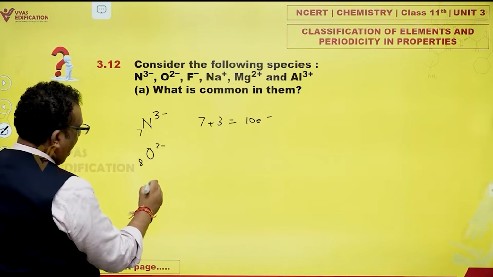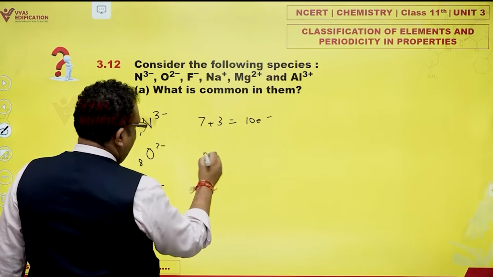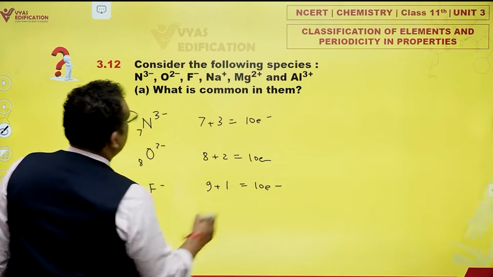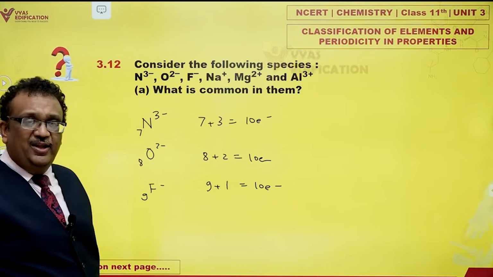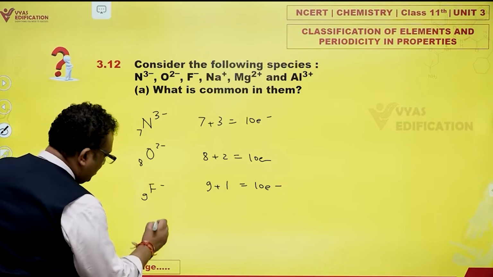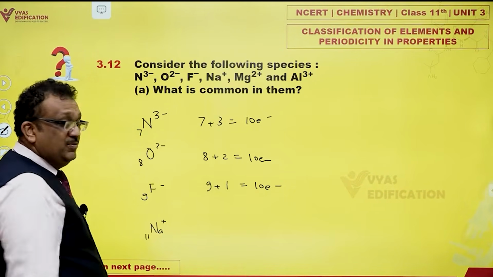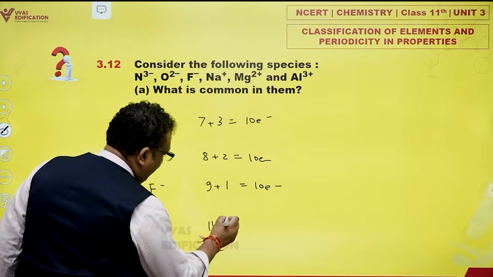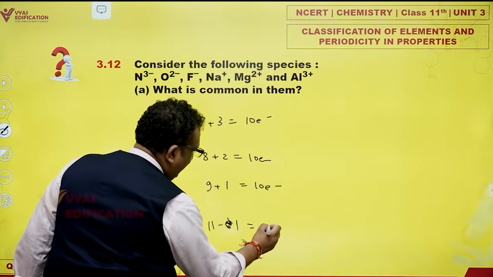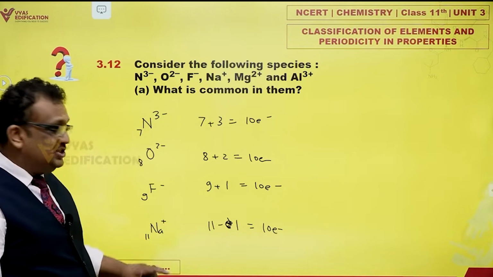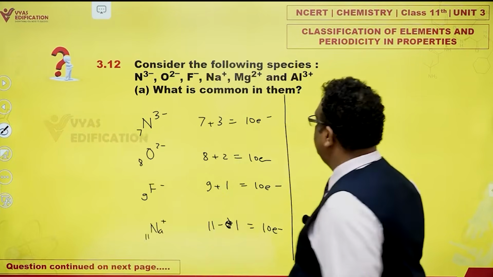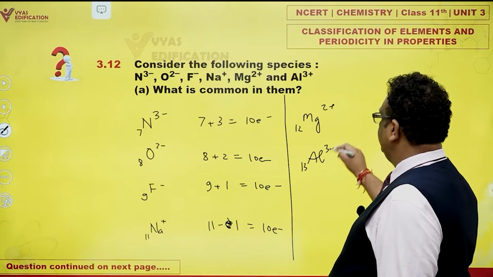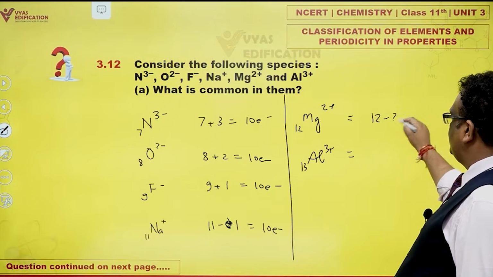Oxide, fluoride. This is 8 plus 2, 10 electrons. 9 plus 1, 10 electrons. There is no neon, but had we had neon, that also would have had 10 electrons. If you take a look at sodium ion, atomic number of sodium is 11. That means it has 11 protons and 11 electrons. And out of which if you take 1 electron, it would be left with 10. If you take away 1 electron, that is by plus 1 charge. So, just see this. Magnesium, aluminium, same beautiful story.